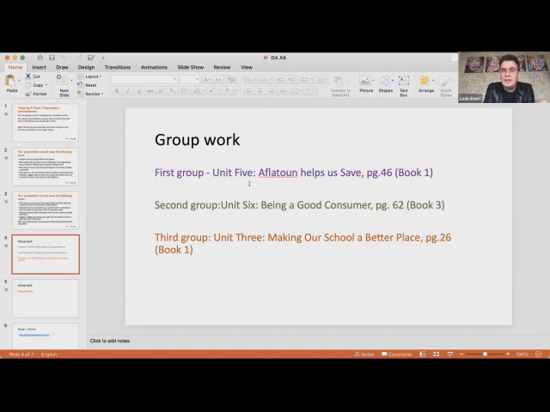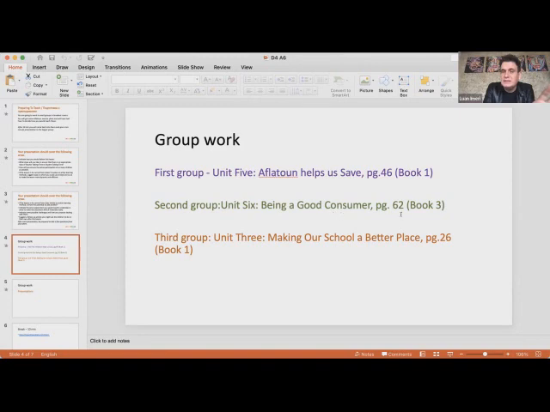Every group has only one unit to observe, and they are very specific ones. For example, the first group will go to unit 5, and the lesson is Aflatun Help Us Save. That is on page 46, book number 1. The second group will be in unit 6, Being a Good Consumer.